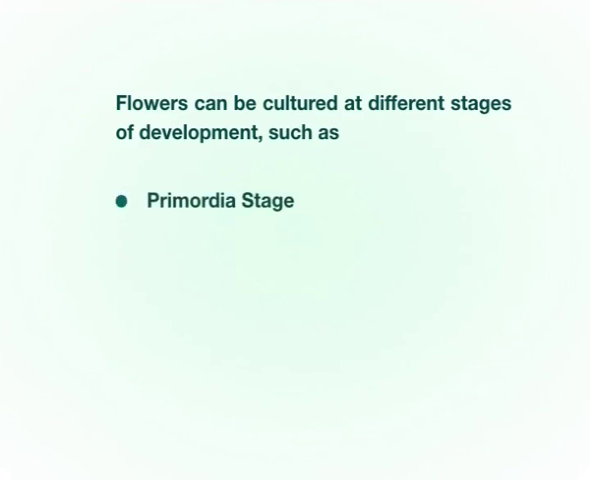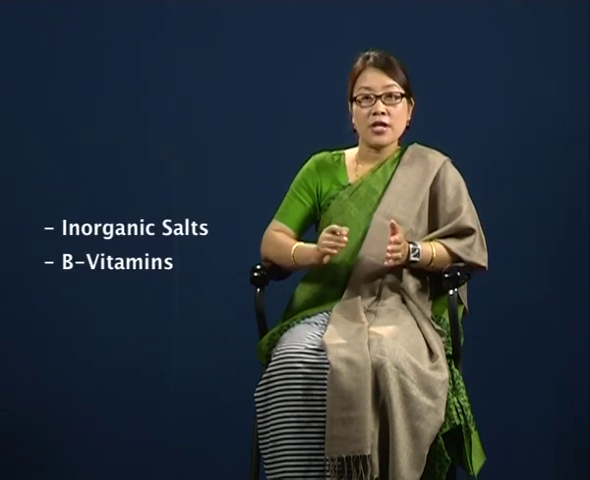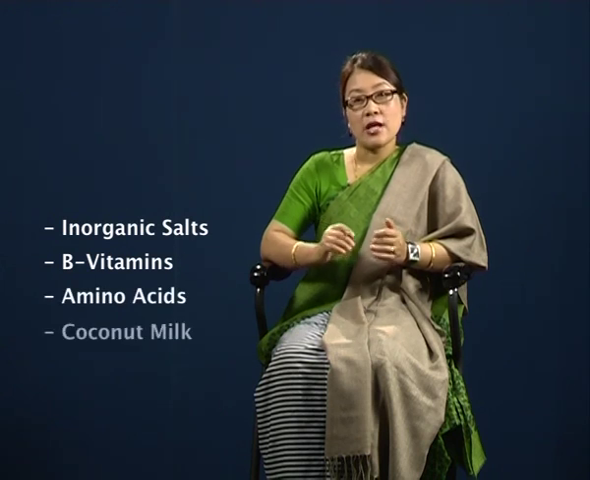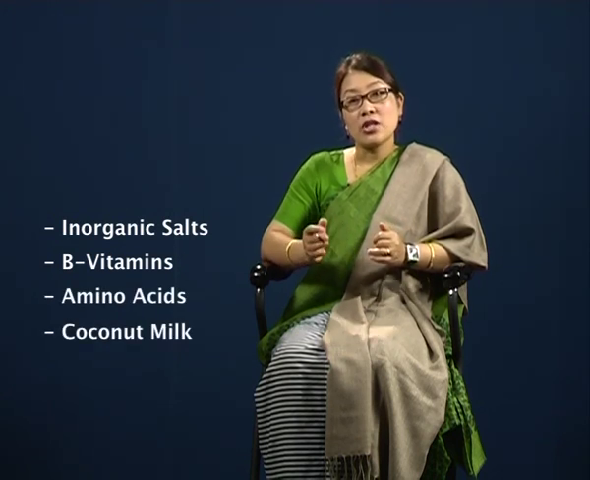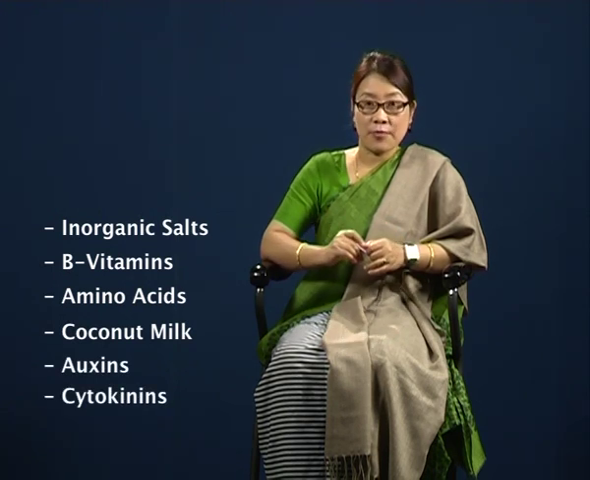Flowers can be cultured at different stages of development such as primordial stage, bud stage, pre-pollination stage and post-pollination stage. Young floral bud and flower primordia require a complex medium containing inorganic salts, B vitamins, amino acids, coconut milk and growth regulators like auxins and cytokinins, etc.